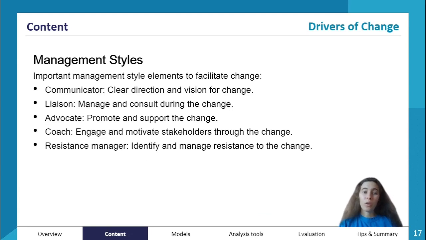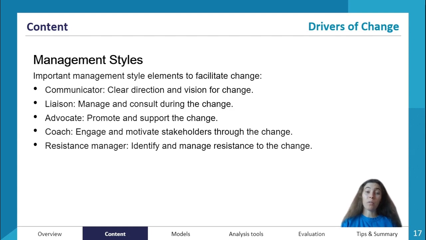So the idea of management can be pretty complex, and when you've got change, as I mentioned, some people are not going to be supportive of that. So there are some important management style elements to try and facilitate change. You need to be a good communicator, so having a clear direction and a vision for the change, and then getting that across to all of the people who care, or have power in some way.